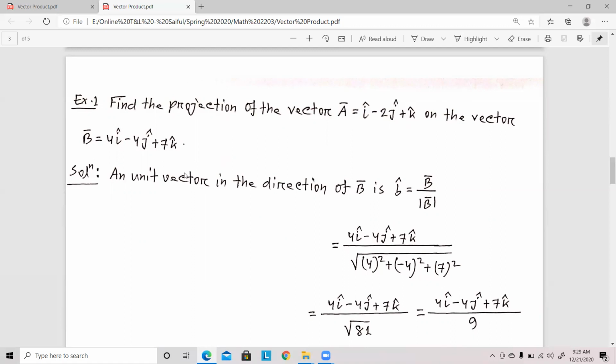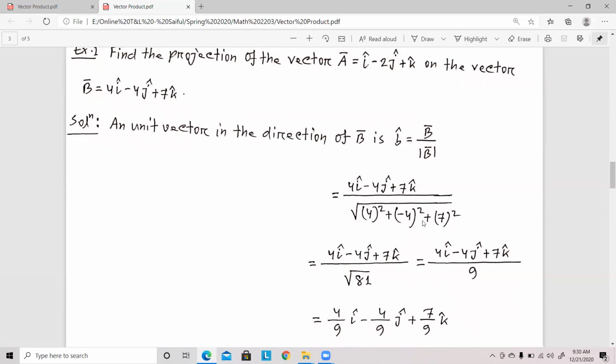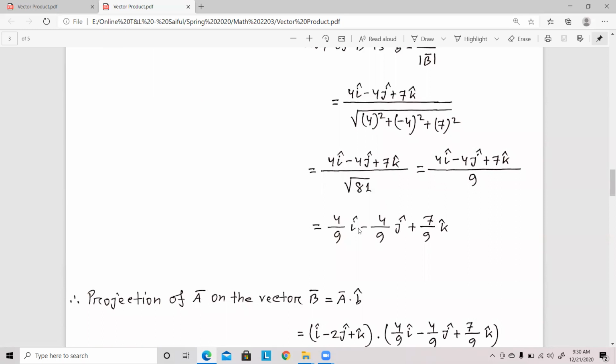We have to find the unit vector of the vector B because we have to find the projection of the vector A on the vector B, and that's why we have to find the unit vector of the vector B, which is B cap, vector B by magnitude of vector B. So this vector B is 4i minus 4j plus 7k, and the magnitude of this vector is the square root of 4 square plus minus 4 whole square plus 7 square. After calculation, we get root over 81, that means 9. And further simplification, we get 4 by 9i minus 4 by 9j plus 7 by 9k.